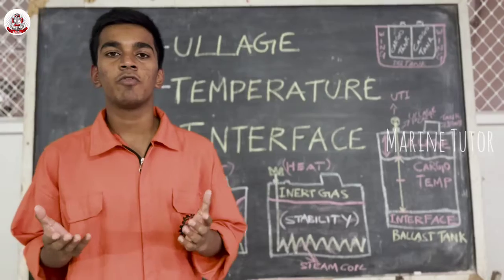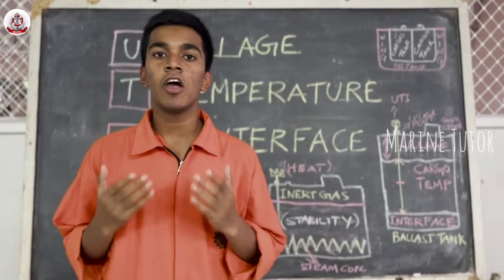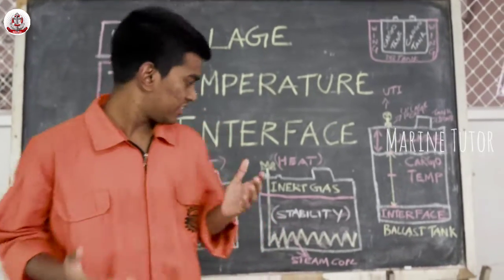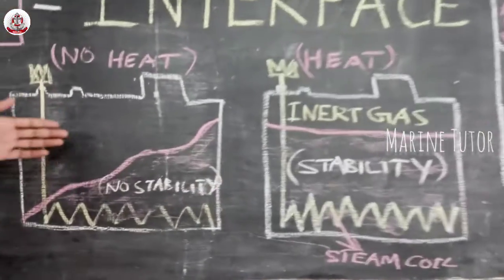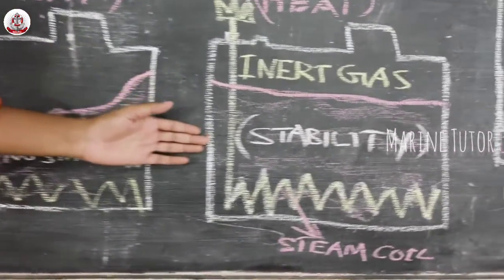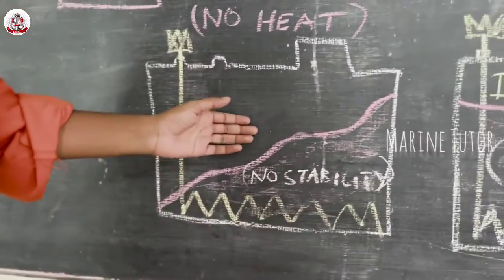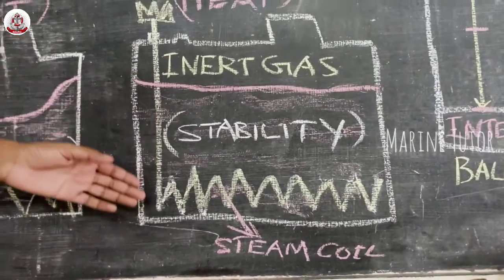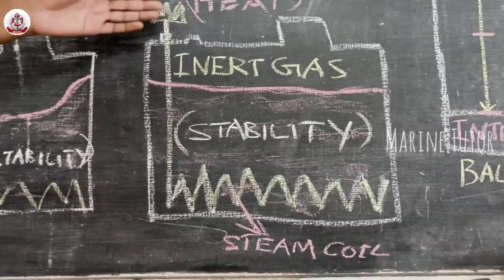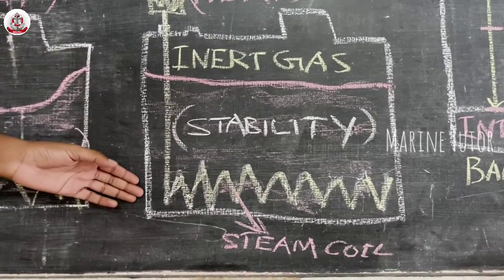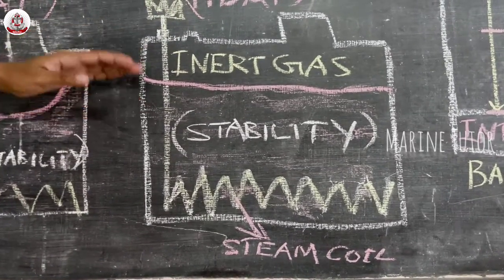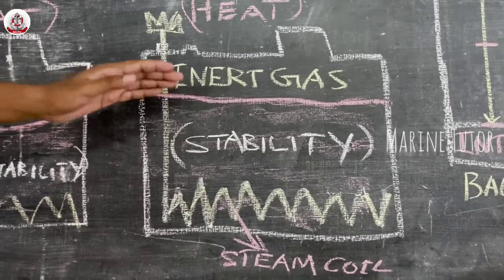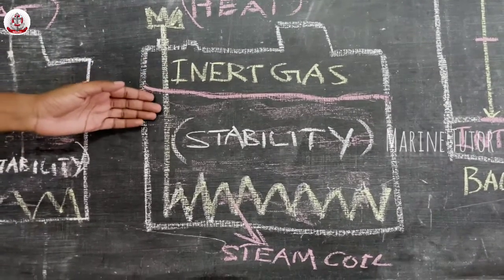As I have told you before about the UTI tape, now I am going to tell you more about stability and no stability in a ship. How the stability can happen and no stability can happen in a ship. So as you can see, this is a tank which has a steam coil. So if heat is present in the steam coil, the cargo will be in a good position and it will not shift to one side and the ship can travel safely.